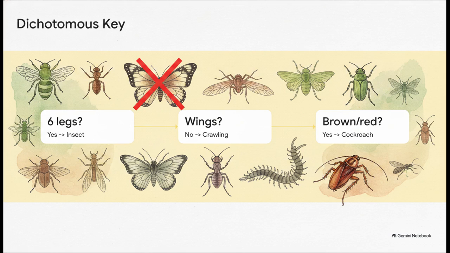Let's actually walk through a rapid-fire example of how this yes or no logic works out in the field. Okay, step 1. Does our little suspect have 6 legs? Yes. All right, boom, we know for a fact it's an insect. Step 2. Does it have wings? No. Okay, so now we've narrowed the field down to a crawling insect. Step 3. Is it brown or reddish with long antennae? Yes. And just like that, in 3 simple binary steps, we've definitively tracked our suspect down to a cockroach. We just mathematically eliminated hundreds of other potential bugs in a matter of seconds.